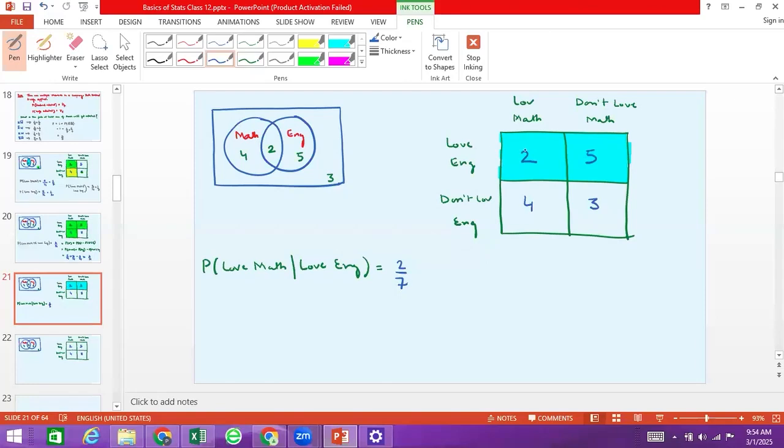Because that person is already saying that they love English, he cannot be from here. I already know that he is out of these 7 students. Out of these 7 students, how many love math? 2, right? Similarly, if I ask you, what is the probability that someone loves English given that they love math?